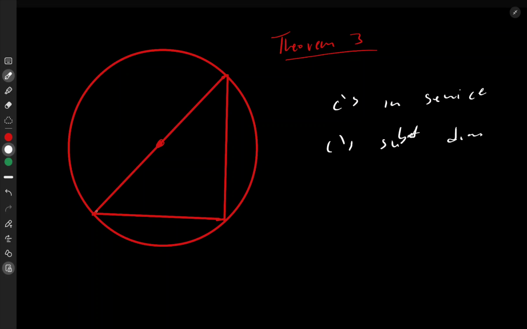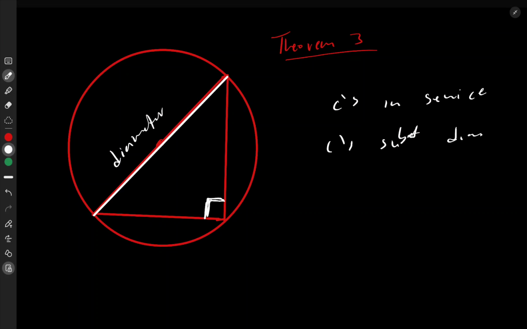Literally, it simply means that if there is a line that goes from here to here, and that line is called, obviously we did talk about this, don't disappoint me, a diameter, then here it's going to be 90. That's what theorem 3 says. That's all.